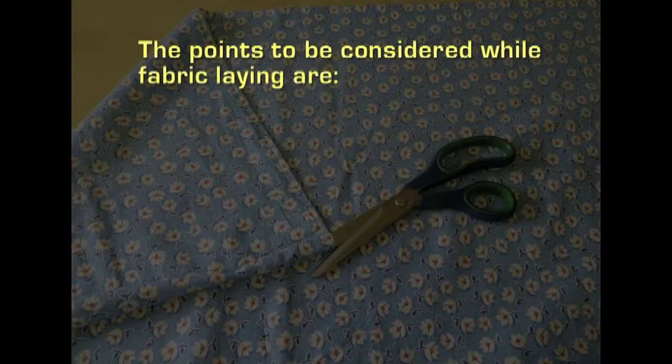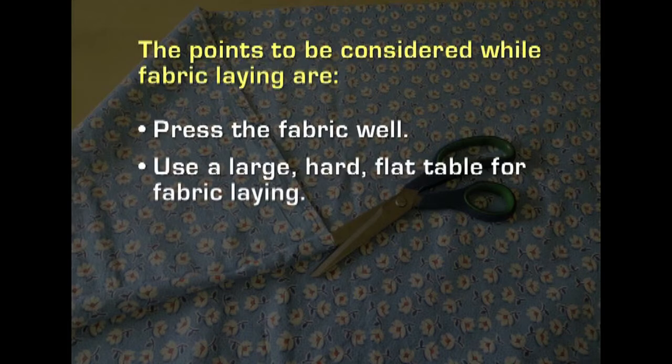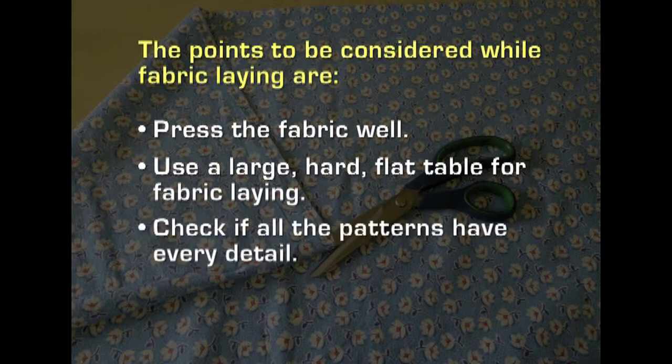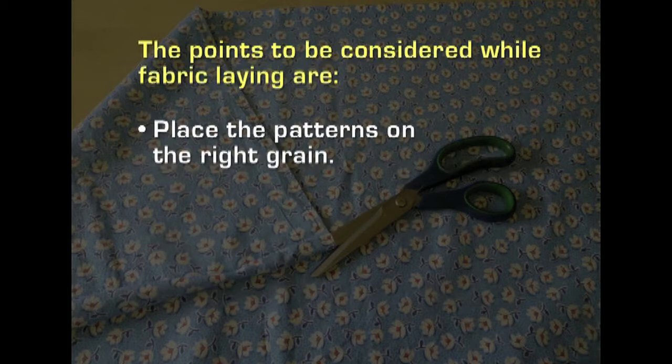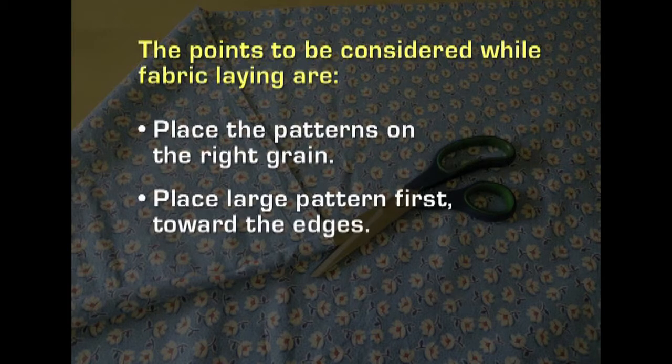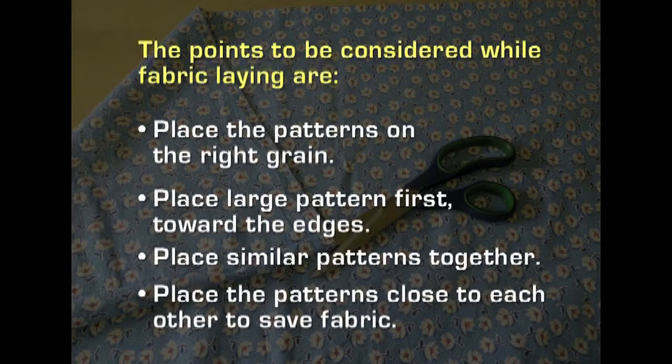The points that need to be considered while fabric laying are: press the fabric well. Use a large, hard, flat table for fabric laying. Check if all the patterns have every detail. Note the best type of layout. Place the patterns on the right grain and place large patterns first towards the edges. Place similar patterns together and place the patterns close to each other to save fabric.